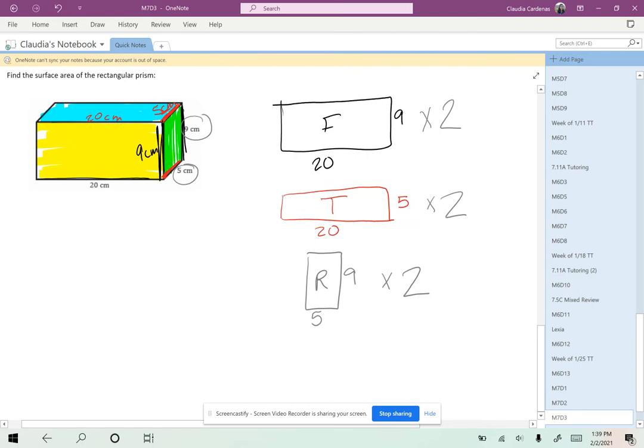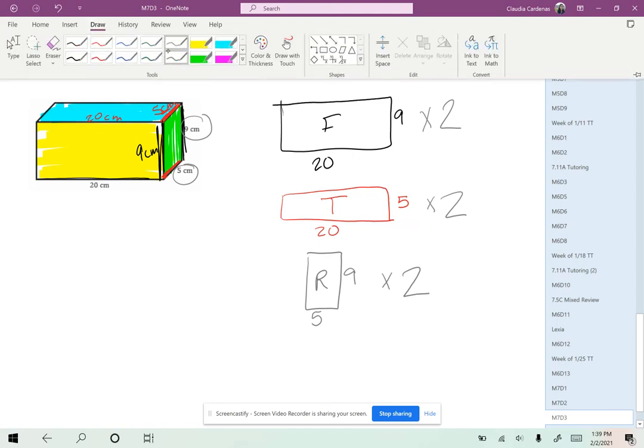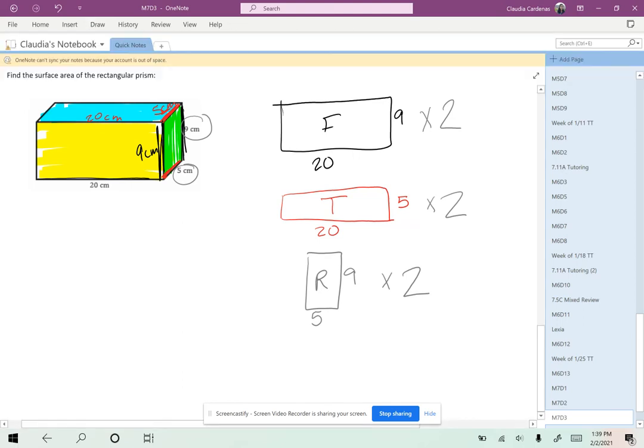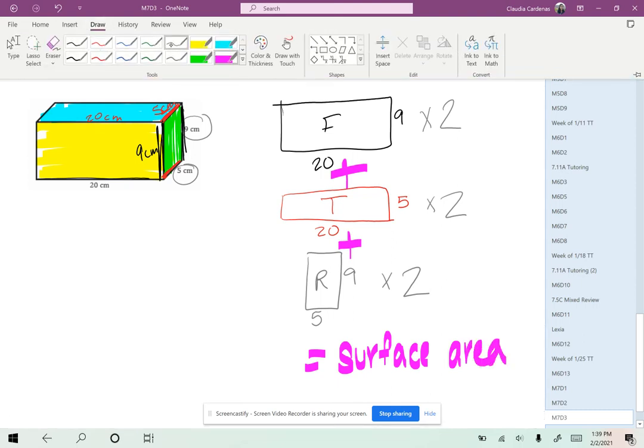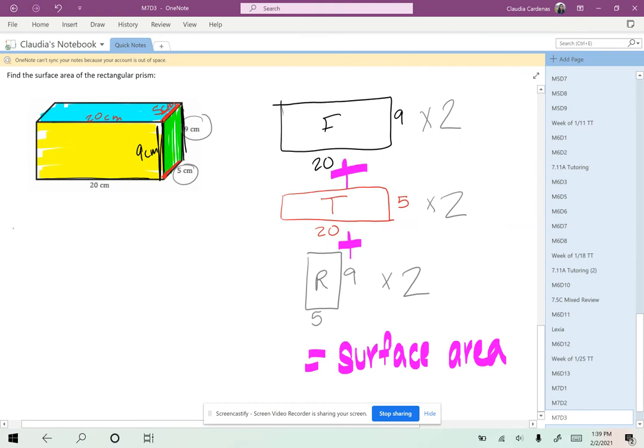So now we can begin to draw out our plan, similar to how we did with our nets, to find the surface area. So if I found the area of the front and doubled it, the area of the top and doubled it, the area of the right and doubled it, I would then have to add all of these pieces together to get my surface area. So instead of writing it horizontally, I'm just going to write it vertically to save some time. And let's begin writing our formula.